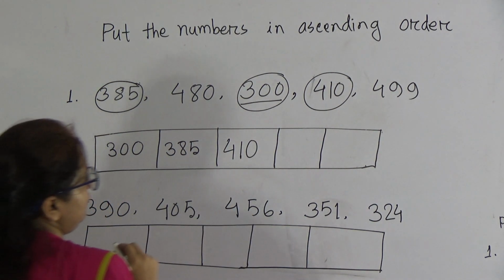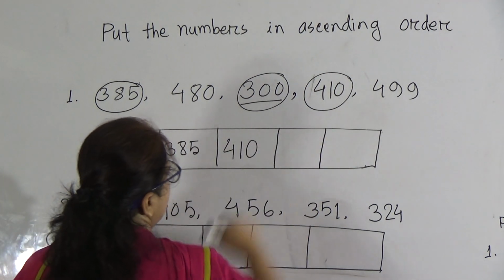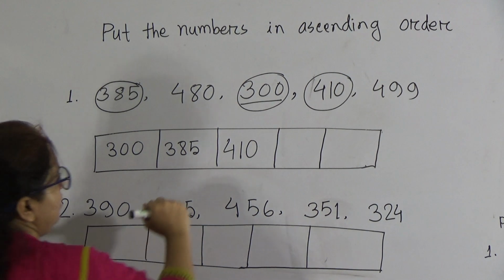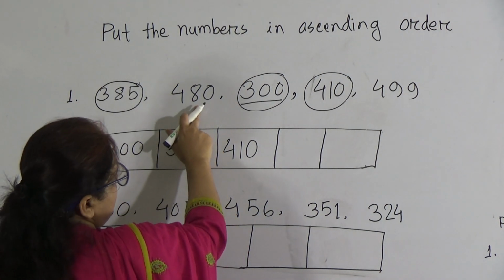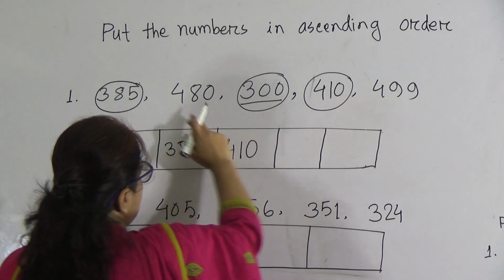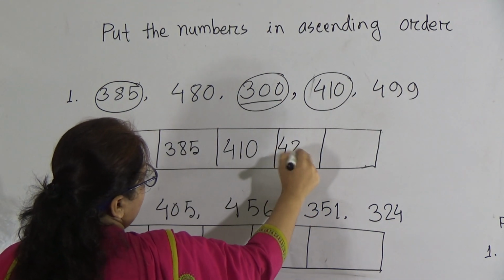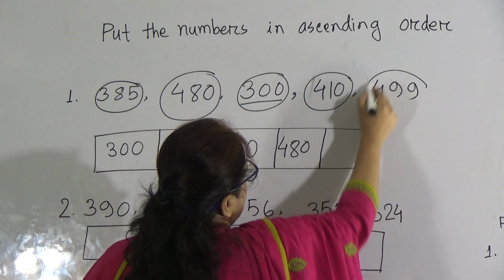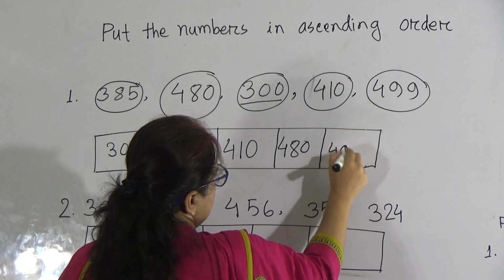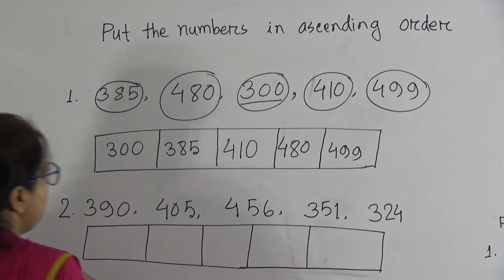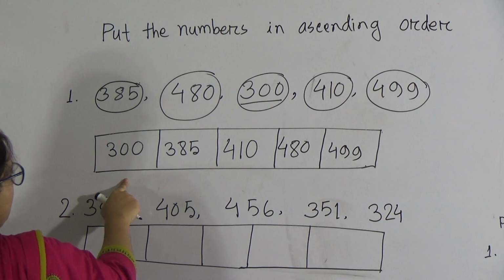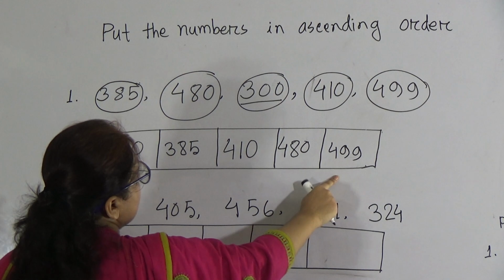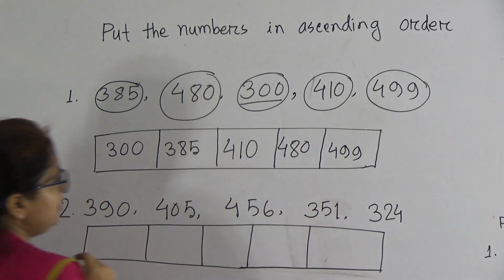Okay. Now the rest of the numbers, 480 and 499. So which number will come first, 480 or 499? Yes, 480 is smaller than 499. Now finally you write 499, the greatest number. So dear learners, 300 is the smallest number and 499 is the greatest number among these numbers.